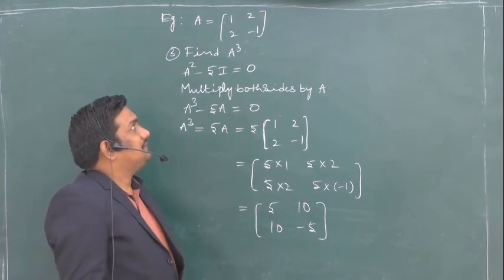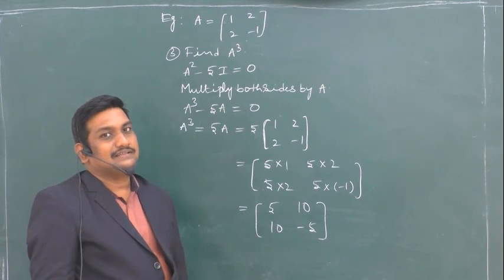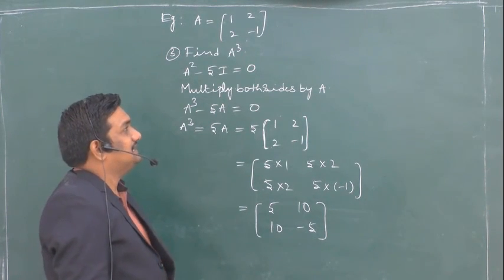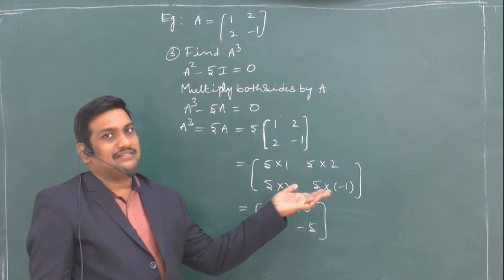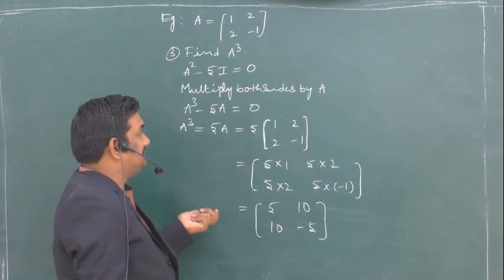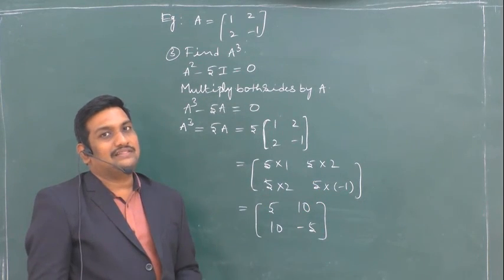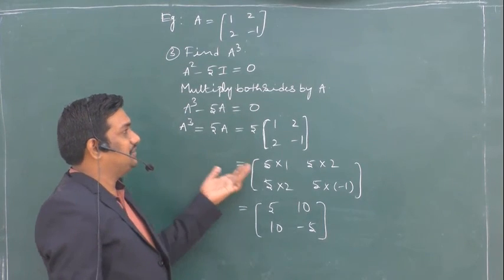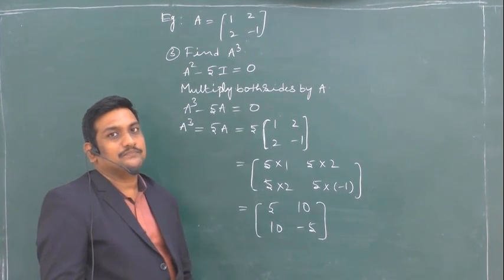So a square matrix was given. We have verified Cayley-Hamilton theorem, we have calculated the inverse using Cayley-Hamilton theorem, and we have calculated A cube using Cayley-Hamilton theorem.